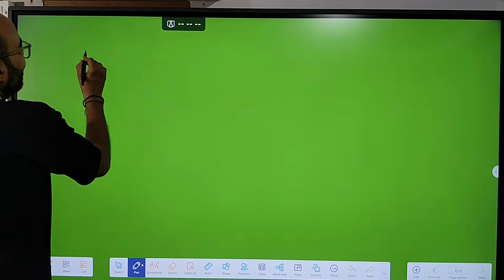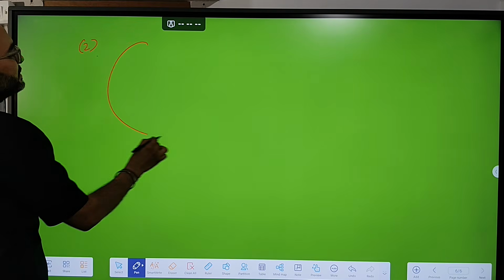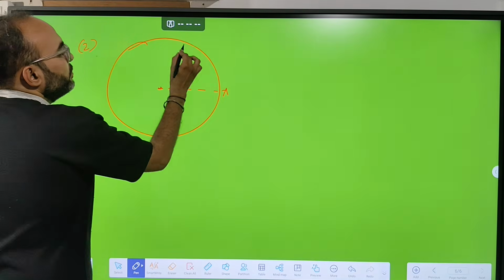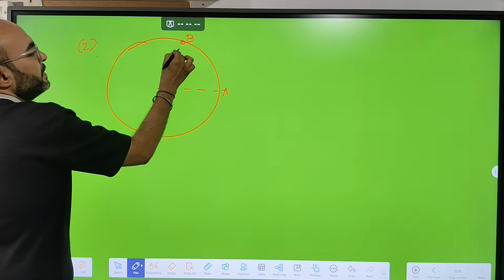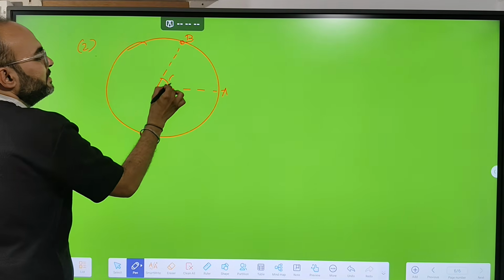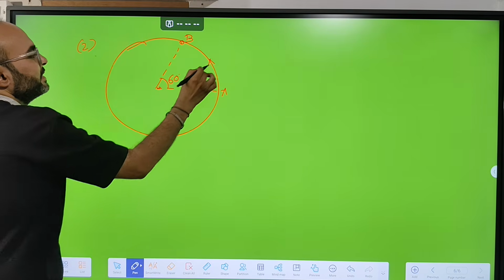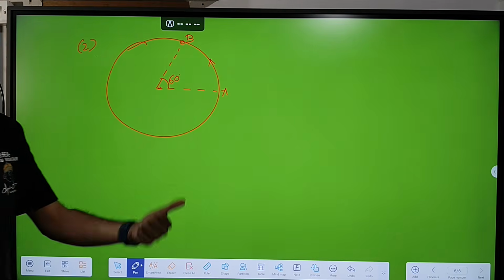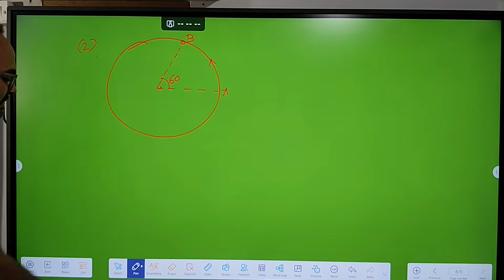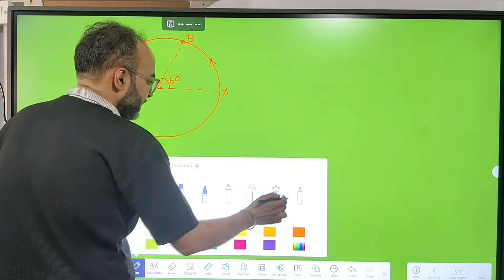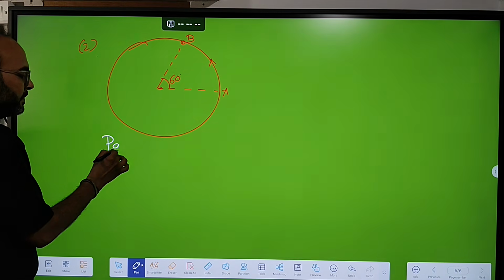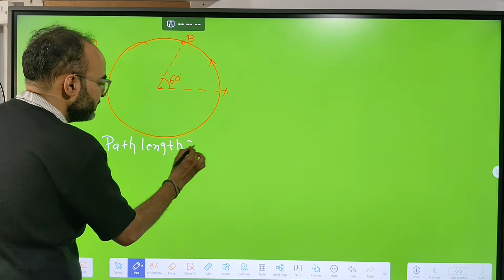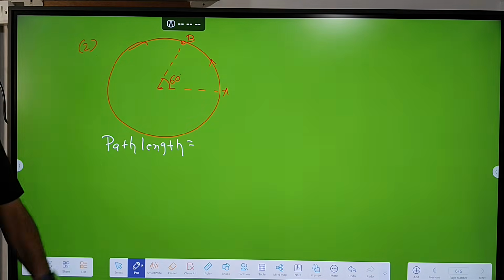Now what is our second question? Same question, but now the particle is again moving from A to B, and what is the angle? 60 degree. So try by yourself. Pause the video and try by yourself. Chalo, now we want to find path length.